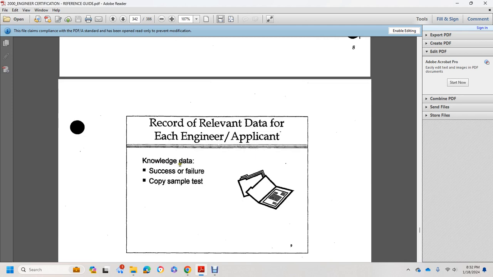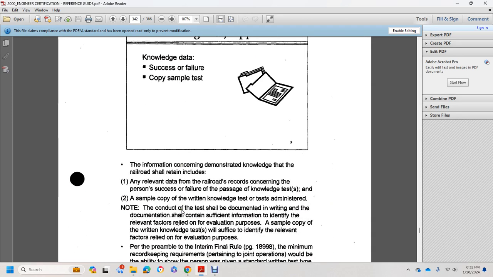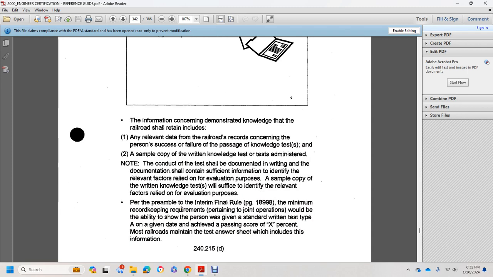For each engineer applicant, the railroad must keep knowledge data: success and failure, and a copy of the sample test. For information concerning demonstrated knowledge, the railroad shall include relevant data from the railroad records concerning the person's success and failure on the knowledge test, and a sample of the written knowledge test and the test administered. The content of the test should be documented, and the documentation shall have sufficient information to identify the relevant factors relied on for evaluation purposes.